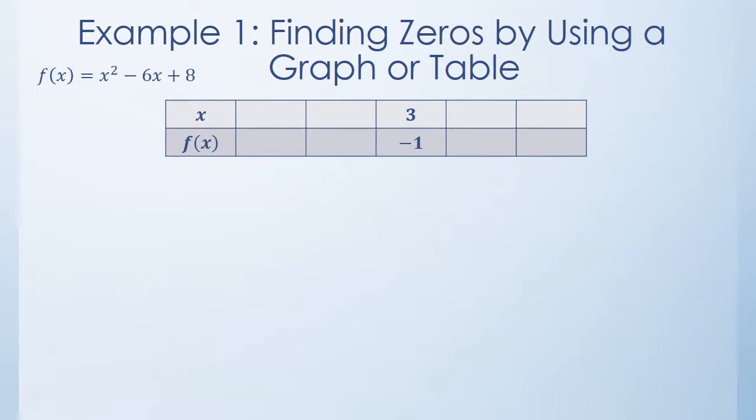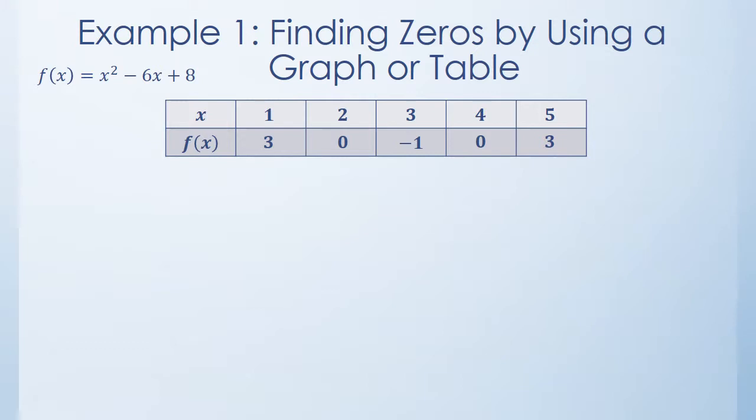Now we can use the table, same function. We already did this one, so we know 3, negative 1 is one of our points. Pick points on either side of that. We plug 1 into the equation, we get 3. We plug 2 in, we get 0. We plug 4 in, we get 0. We plug 5 in, we get 3.